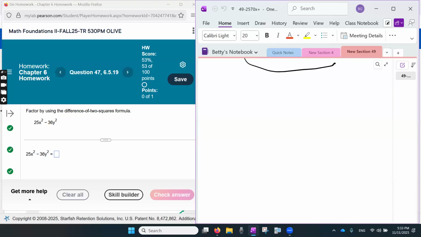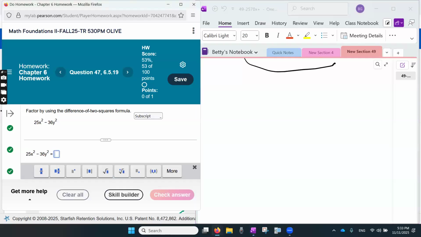This binomial obviously is a difference of two squares. The requirement also tells us so. Use the difference of two squares formula, right? The important thing is to find the two bases. The first base, 5x, second base, 6y. Let me know if this is too fast.